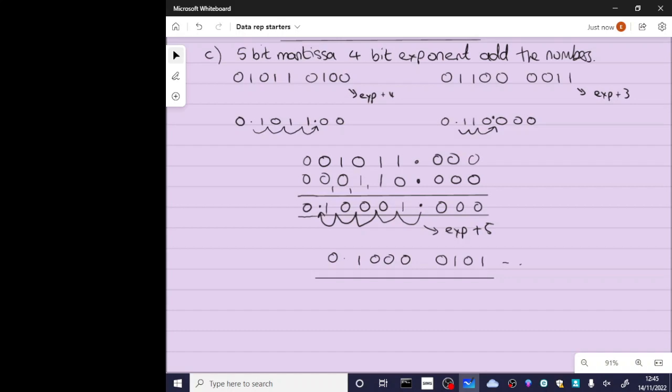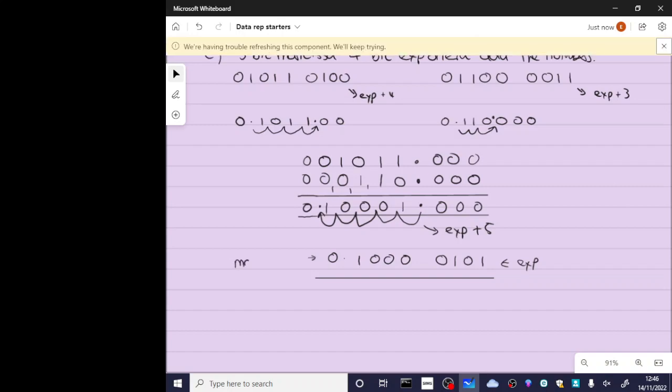So that's my exponent and that's my mantissa. Always label up. You don't know who you're going to get marking this stuff.